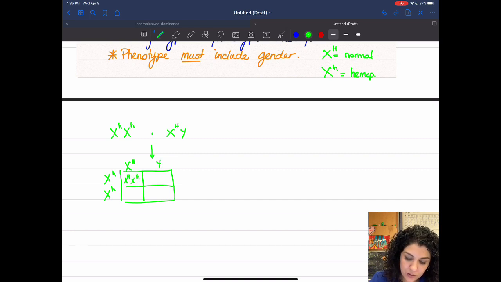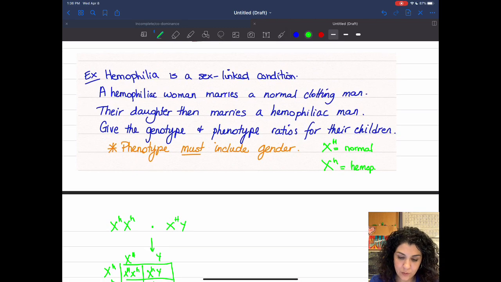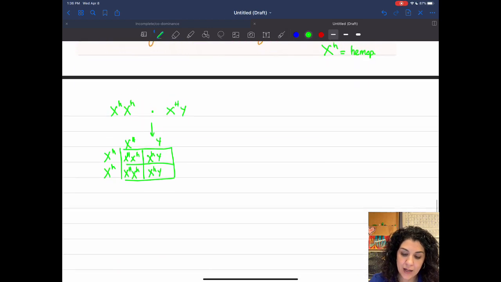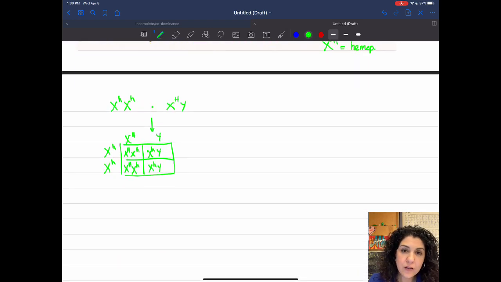So here's my girls, one normal girl. Here I have a boy who's hemophiliac. Here I have a normal girl. And here I have a boy who's hemophiliac. Okay, so they're saying that their daughter marries a hemophiliac man. The reason they say their daughter is that both girls are the same, so it doesn't matter. Anytime they have a girl, that's the genotype their girl is going to have.